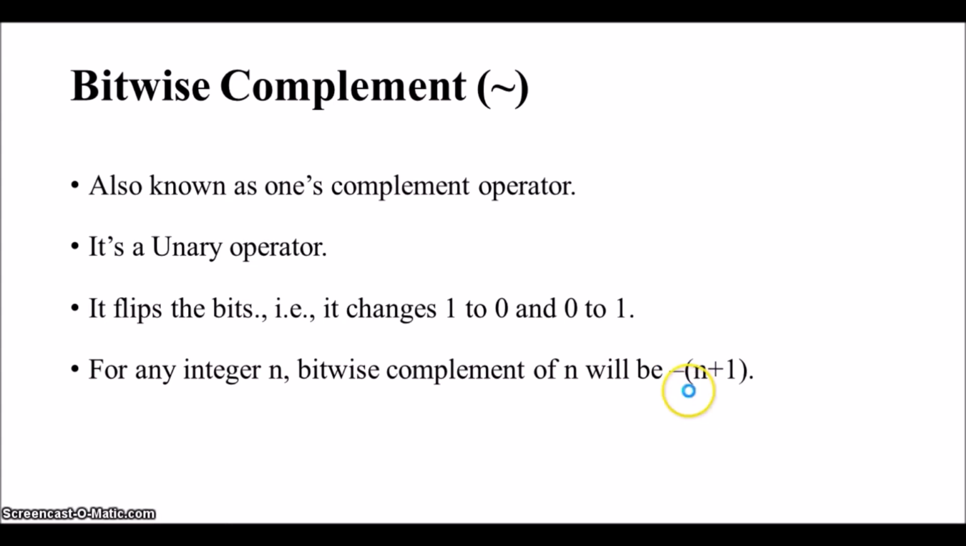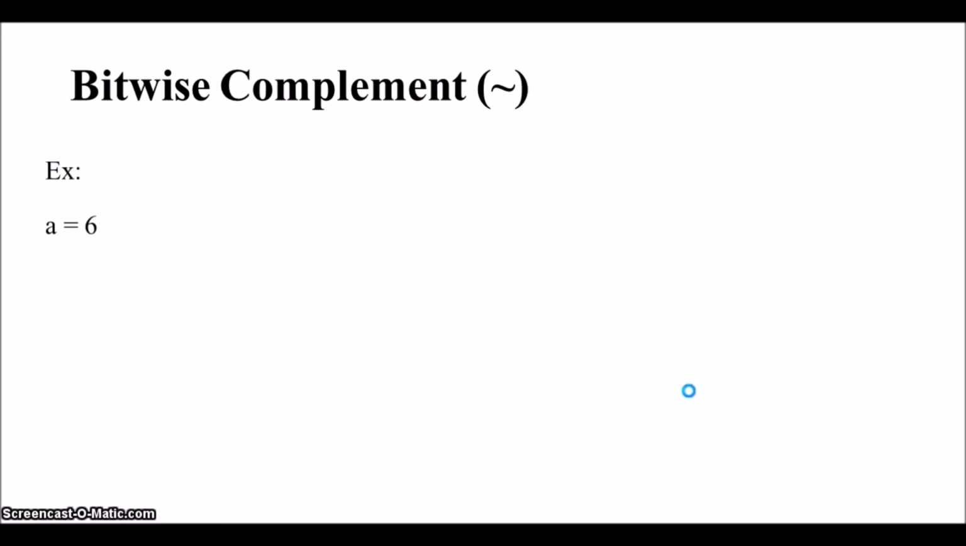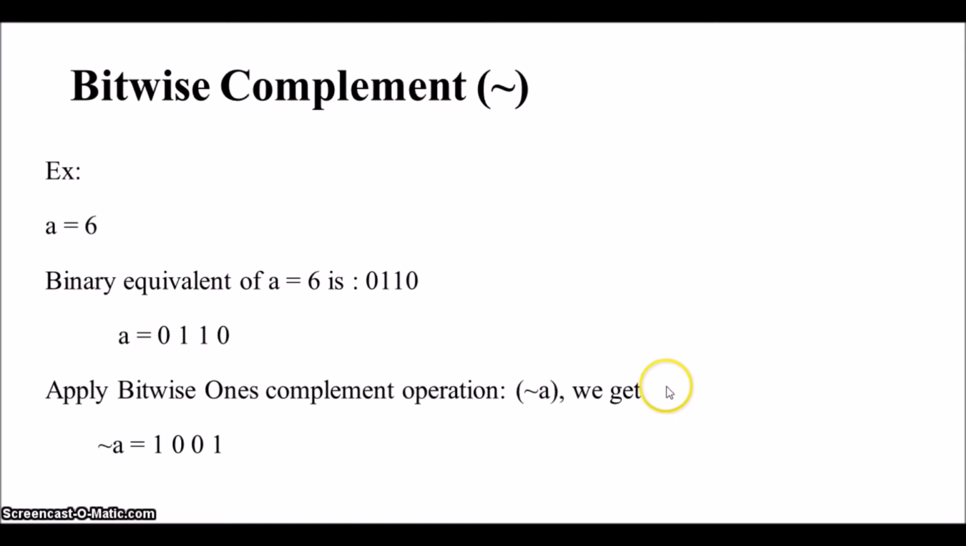Let's take an example of bitwise complement. Suppose A is equal to 6, its binary equivalent is 0, 1, 1, 0. If you apply the bitwise ones complement operator, tilde A, we get the result as 1, 0, 0, 1. How did we get this? As per bitwise ones complement, 0 is flipped to 1, 1 is inverted to 0, 1 inverted to 0, and 0 inverted to 1.